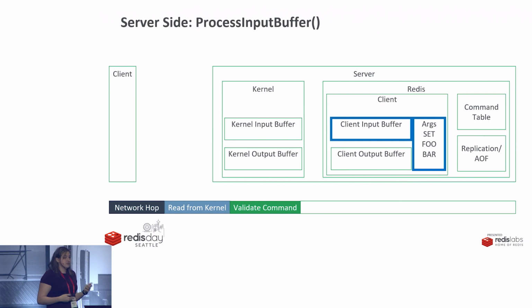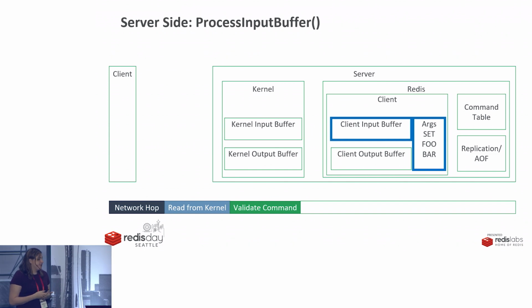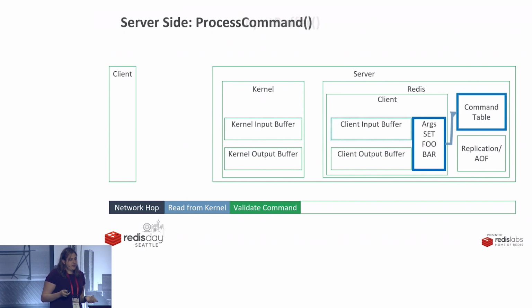So in this case, it will successfully break it up into set, foo, and bar, and that will be stored on the client. Internally within Redis, it basically thinks of everything as a client with a set of arguments. And so when a command handler is actually called, it will basically expect this sort of format. So at the end of process input buffer, we will have this set of arguments, and we'll pass it into the next function, which is going to be process command. So process command is going to be executed once for every command within Redis.